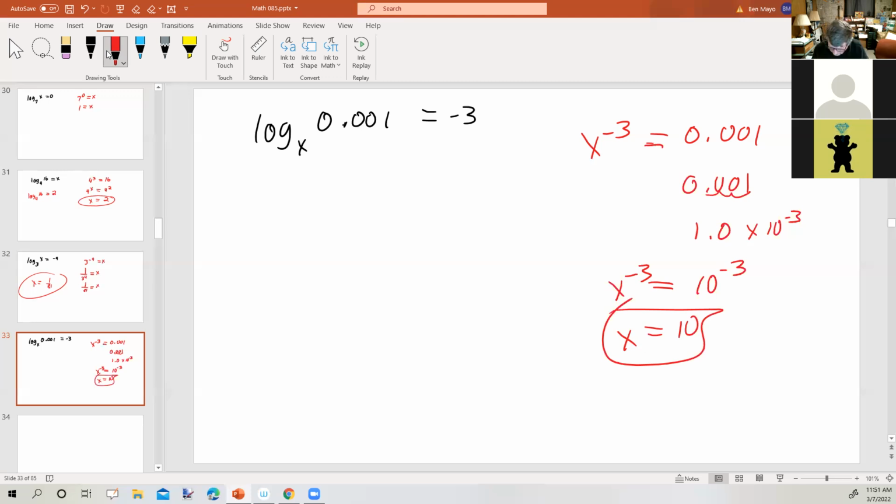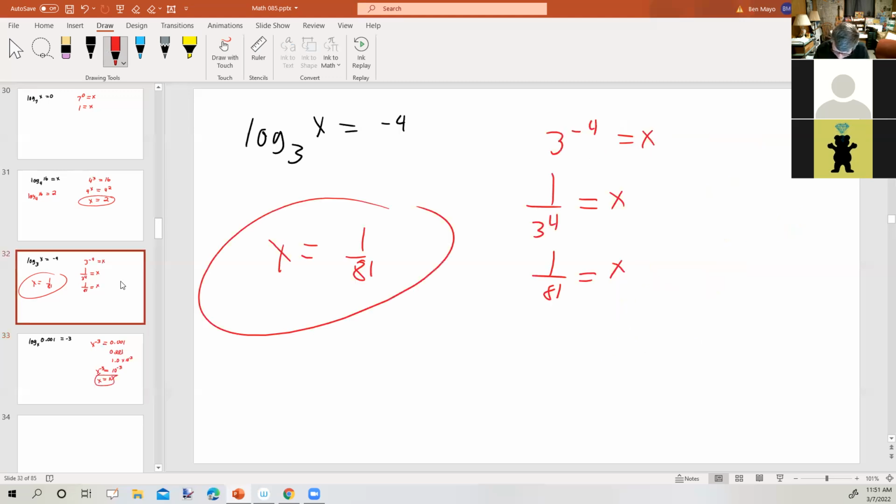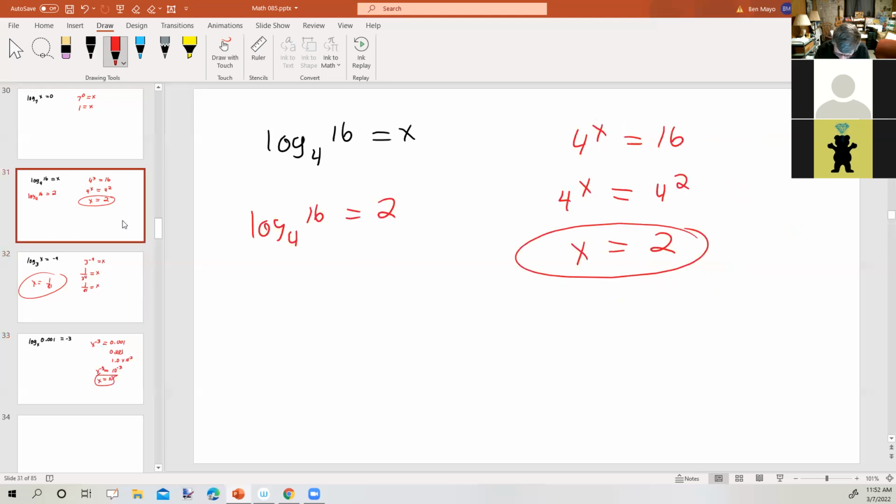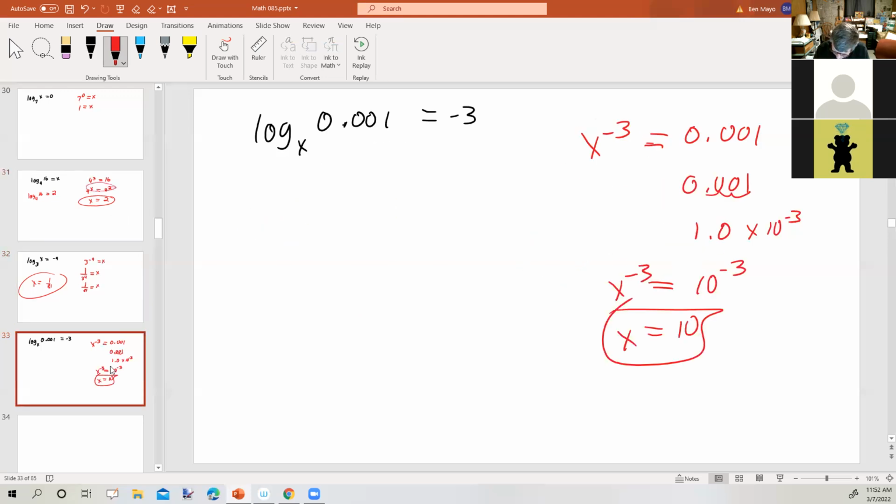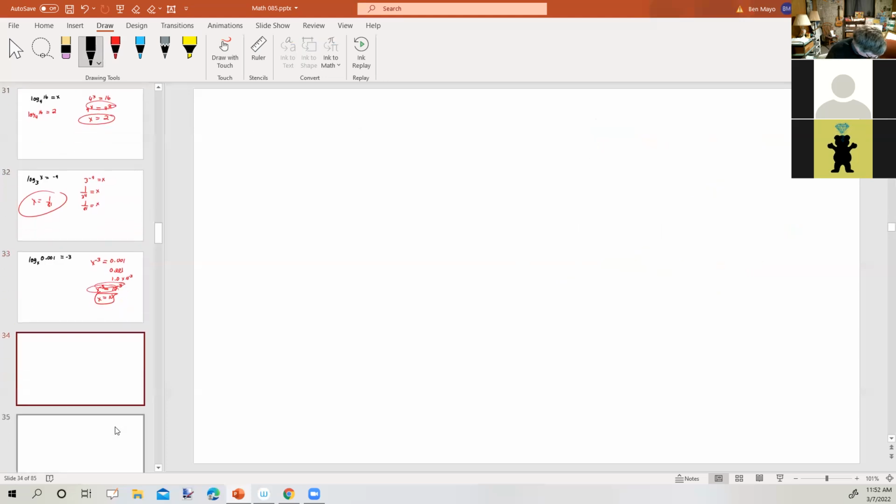Okay, so here we made the bases the same, so the exponents were equal. Here we made the exponents the same, so the bases were equal. Okay. Let's see here.